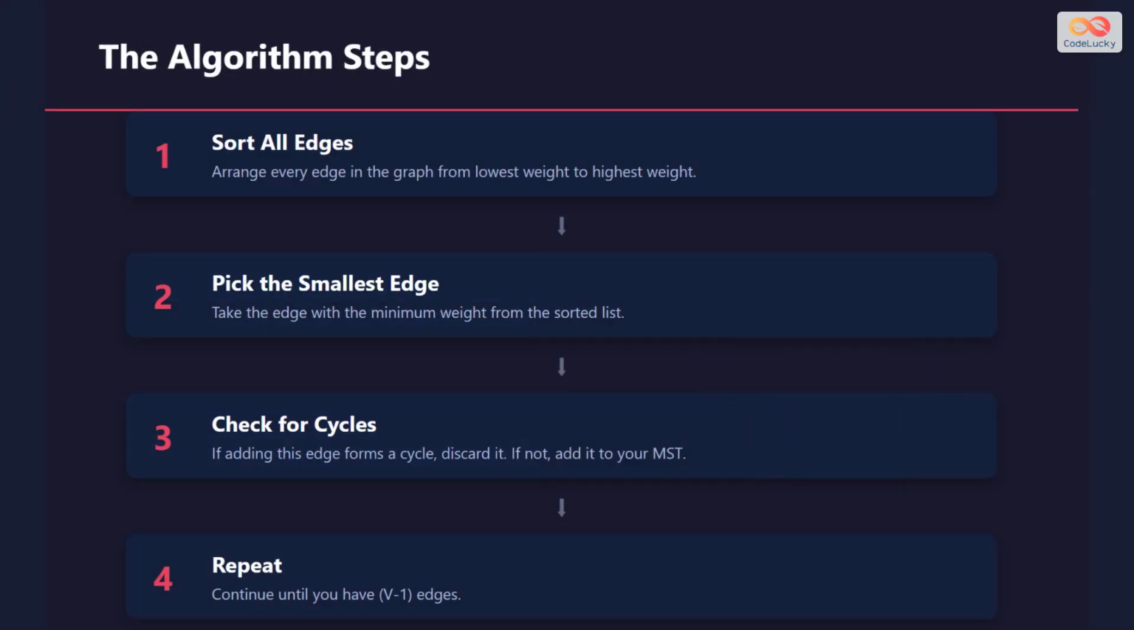The process is incredibly straightforward. First, you take every edge in the graph and sort them by weight, from smallest to largest. Then, you iterate through this sorted list. For each edge, you check if adding it would create a loop. If it does not, you add it to your tree. You repeat this until all vertices are connected.